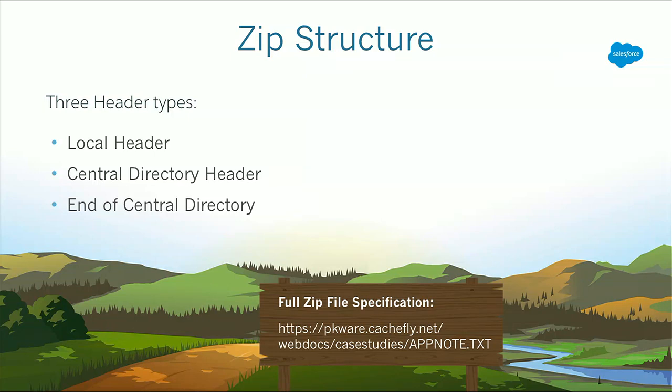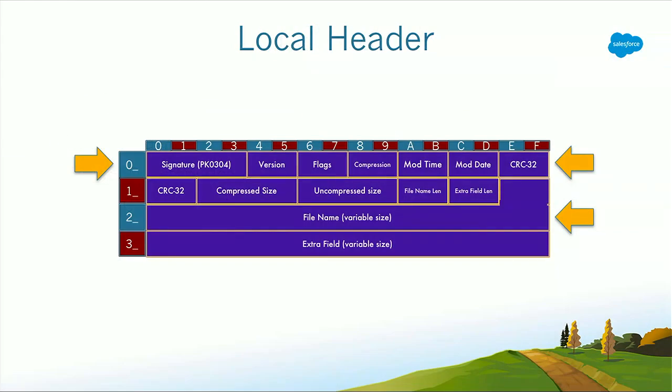Phil Katz created the zip format, and he actually open sourced the specification. He didn't open source the code, but luckily enough, we had the documentation, so we looked at that and figured out how a zip file is structured, and that's how we built this library. So there are 3 types of headers in a zip archive, and those are the local header, the central directory header, and the end of the central directory. So let's take a look at each one of them really quickly.